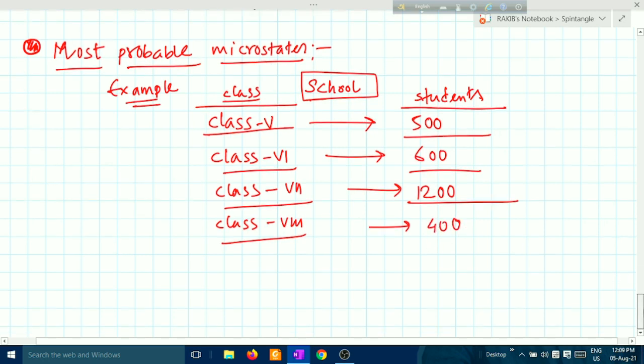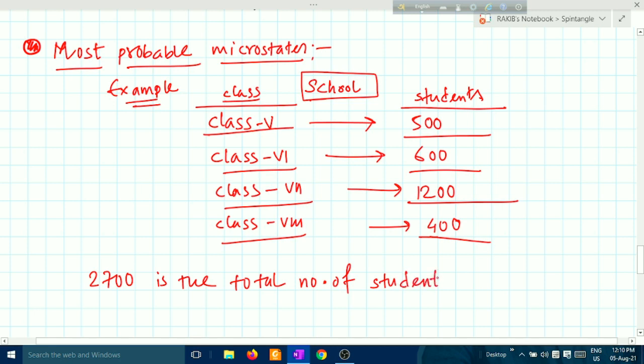So what is the total number of students here? 1600, 2200, 2700. 2700 is the total number of students. First understand this and then write it in your copy. 2700 is the total number of students in the school.